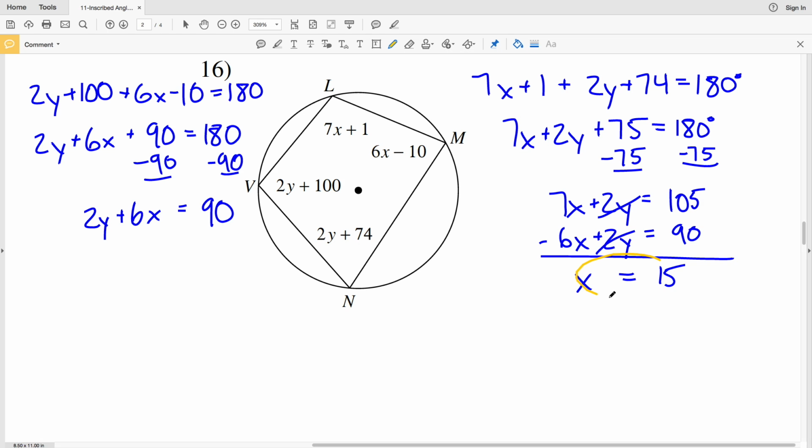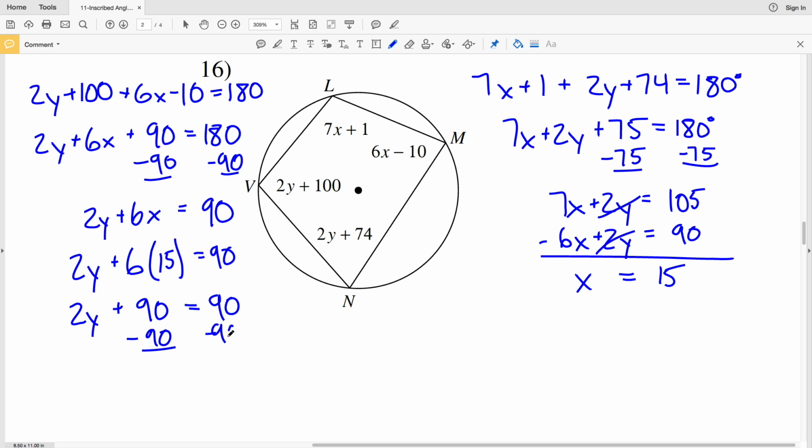So I'll take that value of x and plug it in for my x in one of my equations, either the first one or the second one. However, I'll plug it in to the second one since I have room to work over here. So x equals 15. That means that 2y plus 6 times 15 equals 90. So 2y plus 6 times 15 is 90. So 2y plus 90 equals 90. And when I subtract 90 from both sides, I'll get that 2y equals 0. Therefore, when I divide by 2, y is equal to 0. So I have x equal to 15 and y equal to 0 for number 16.